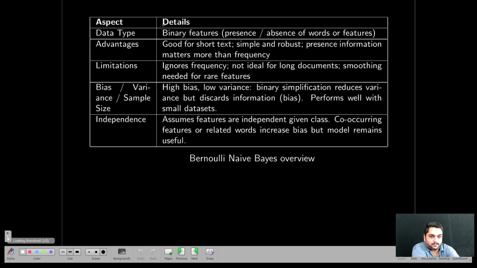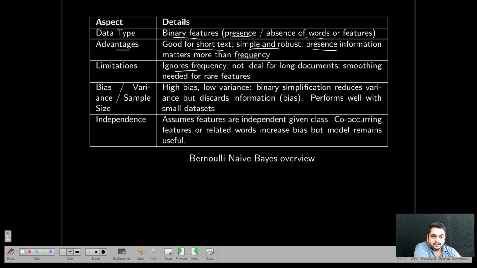So what are the properties of this? It applies to data which has binary features, that is presence or absence of some words. What are the advantages? It is good for short text, simple and robust. If it is a long text, it may not give good results, so you can use the multinomial distribution instead. Here, the presence of information matters, whether it's present or not. We are not worried about how many times it has been repeated.